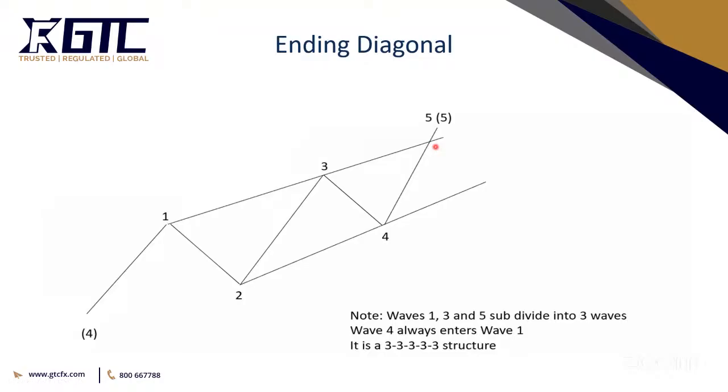Correction, we are just beginning in 5 minutes. Ending diagonal is again a 5-wave pattern, 1, 2, 3, 4, and 5. The only difference between an impulse and an ending diagonal is that 1, 3, and 5 are subdivided into 3 waves. 1, 3, and 5 are subdivided into 3 waves.